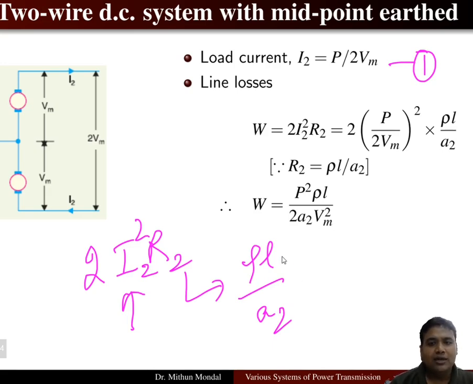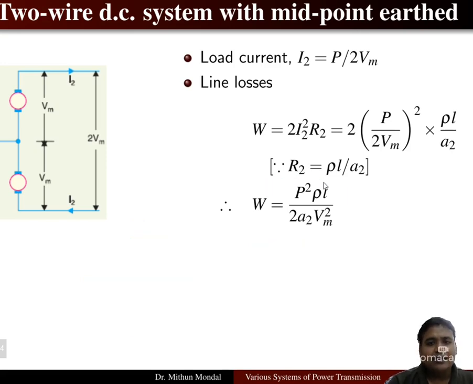You will find the length of the conductor will remain same for all the cases. The material is same, so resistivity is same, correct? So what is the power loss you are getting? So power loss you are getting is P square rho L by 2A2 Vm square. This is the power loss.